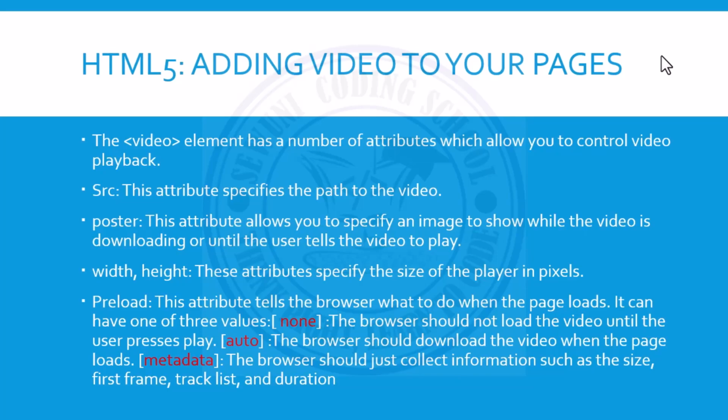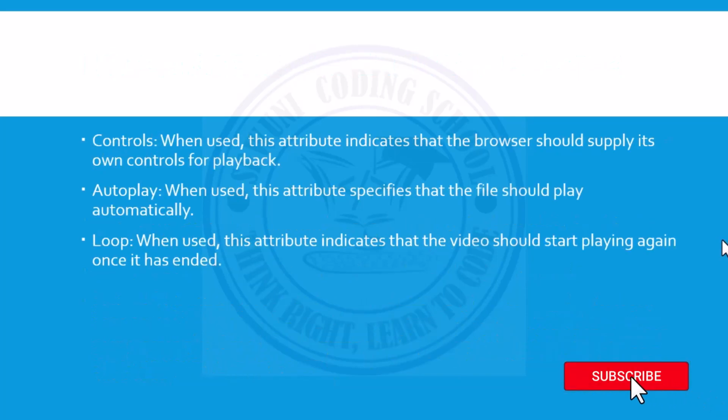If you use auto, that means that the video should automatically load. It should automatically play if the browser refreshes. And metadata tells the browser to collect only information such as the size, first frame, track list, etc. Those are the values you can find in the preload attribute of the video element.